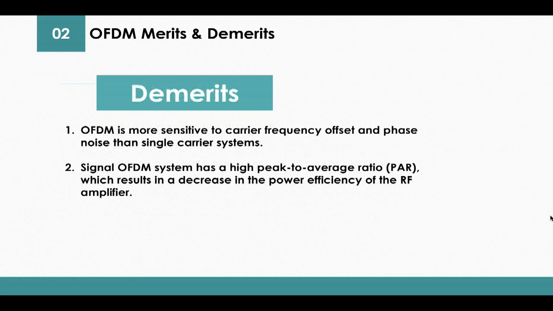But there also exist demerits of the OFDM system, like it is more sensitive to carrier frequency offset and phase noise than single carrier systems, and it has a high PAPR, which results in a decrease in the power efficiency of the RF amplifier.